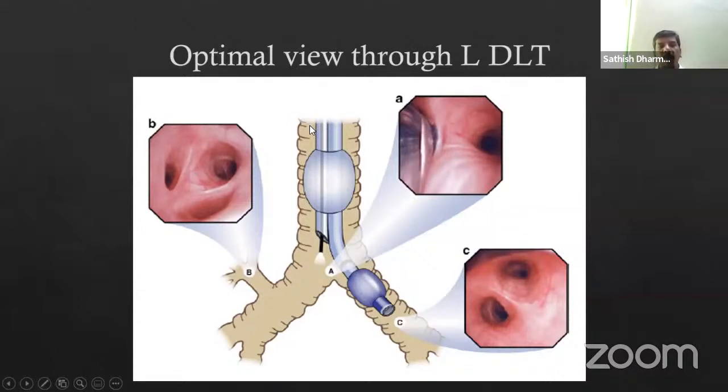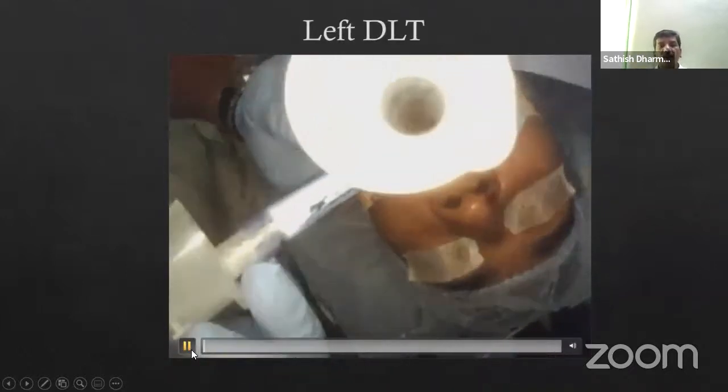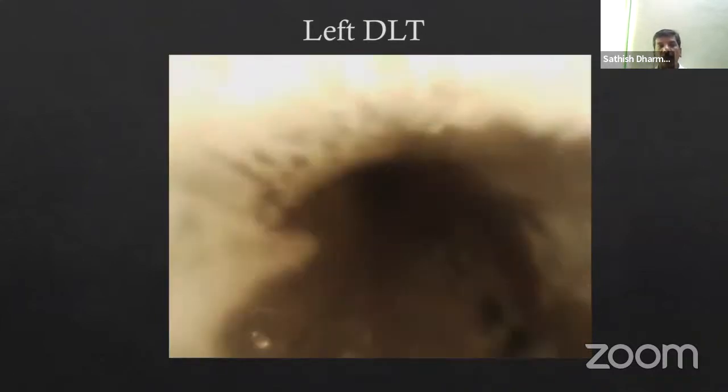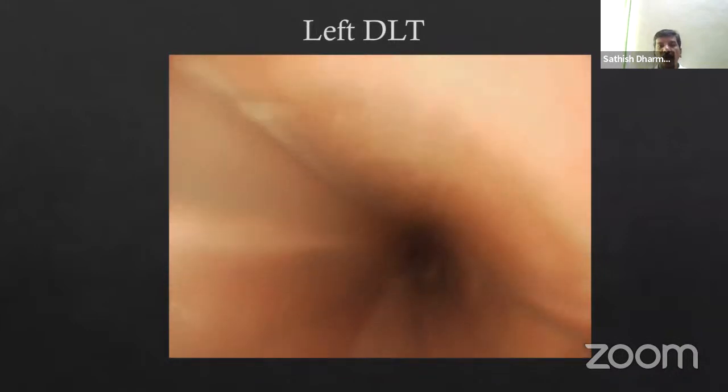Then take the fiber optic bronchoscope and pass it into the bronchial lumen and confirm whether it is above the secondary level carina. Let us see with this video. You are intubated, you are passing the fiber optic bronchoscope inside the tracheal lumen, and you are going deeper inside.